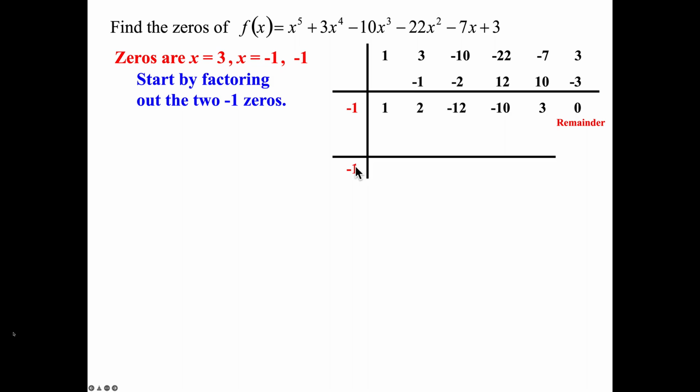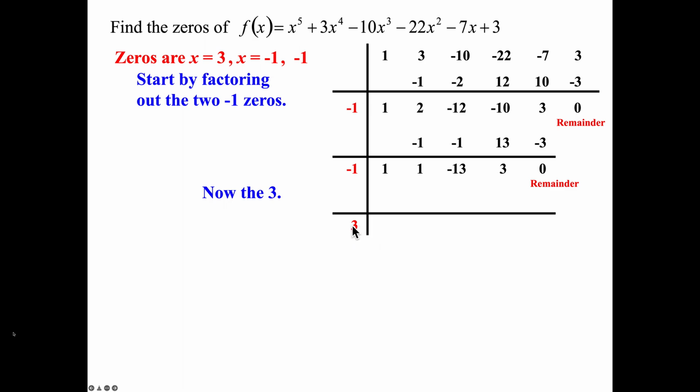Again, deep breath. Bring down the 1. Negative 1 times 1 is negative 1, plus 2 is 1, times negative 1 is negative 1, minus 12 is negative 13, times negative 1 is plus 13, minus 10 is 3, times negative 1 is minus 3, plus 3, 0. We know we get zeros at the end. It has to happen. Extend the vertical line down again. We have one more rational number to factor out.